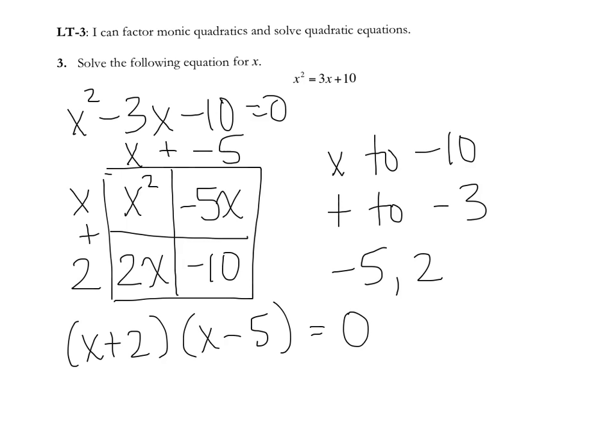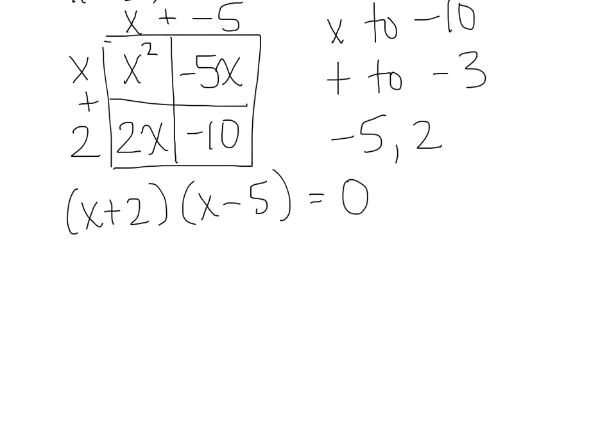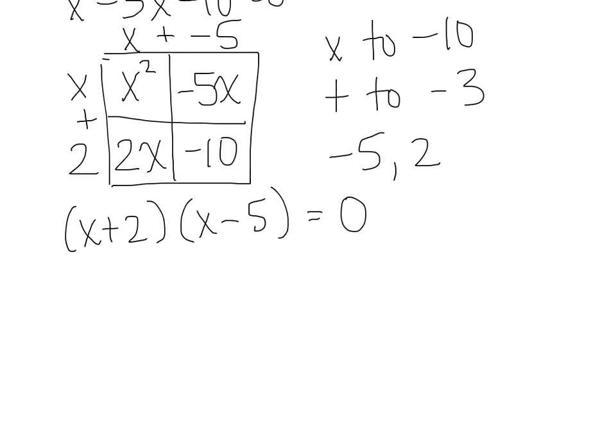Now, we haven't actually finished the problem though, because the question asks us to solve the equation for x. So we're not done until we have actually found the values of x that make this true. So our final step is that we're going to need to use the zero product property to solve for x. So here's what the zero product property says.